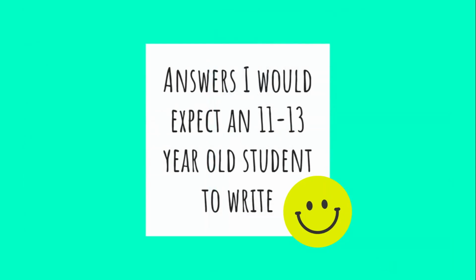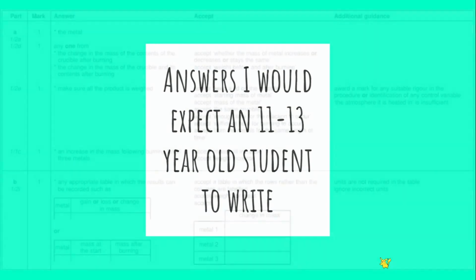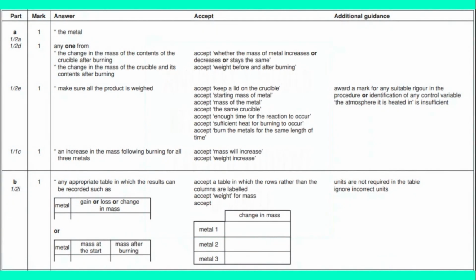So answers I would expect an 11 to 13 year old to write for this question are as follows. So like we said, the independent variable is the metal type. The dependent variable could be the change in mass of the contents of the crucible after burning, or the change in mass of the crucible and its contents after burning. So you could actually have the crucible and the lid with the metal and the products, or you could just work out the change in mass of the metal itself.